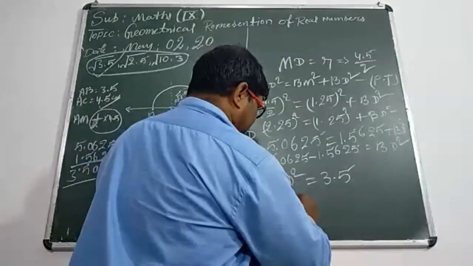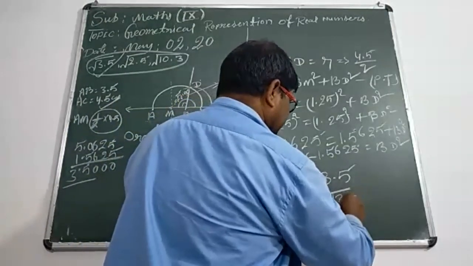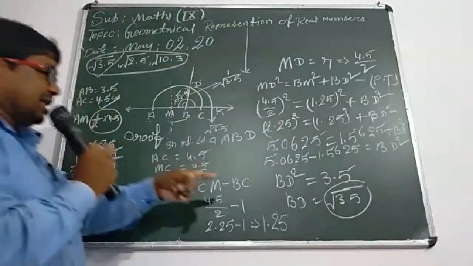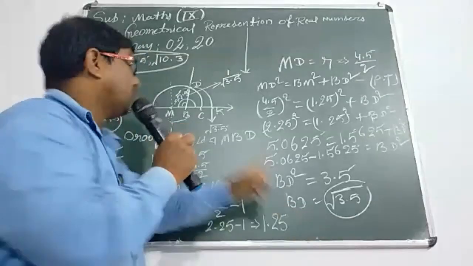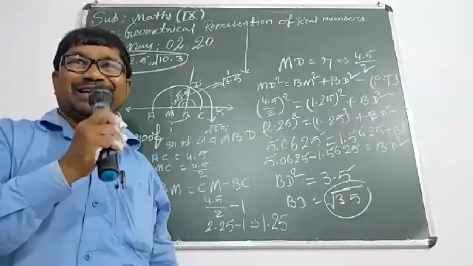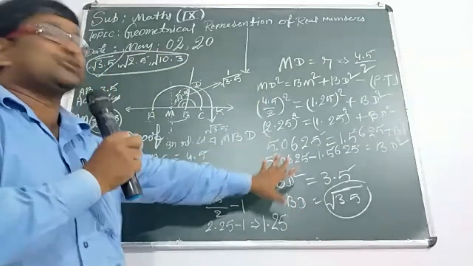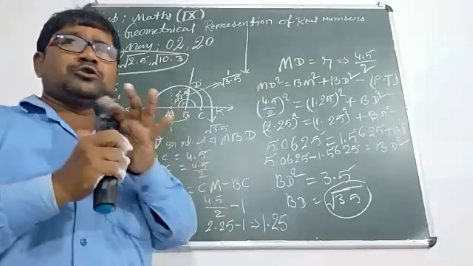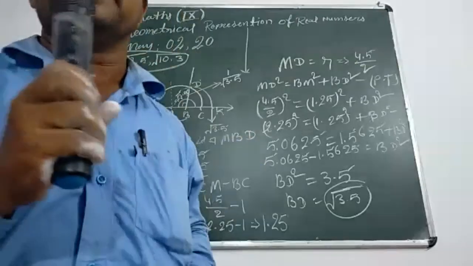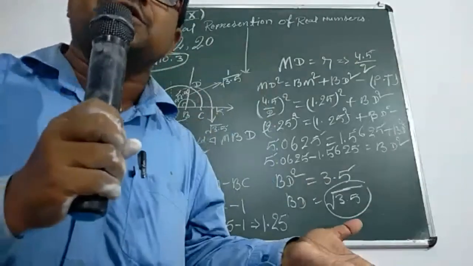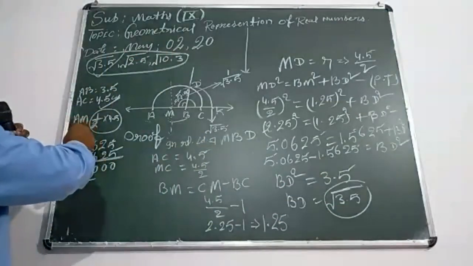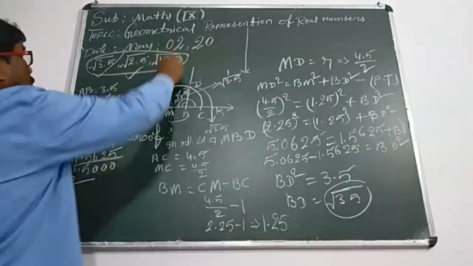So we can write BD equals under root 3.5. In this way, students, we can say BD equals under root 3.5. This is our geometrical proof, because we have no measuring unit for under root 3.5. We will give our geometrical proof only. In this way, you should try to check these sums yourself.